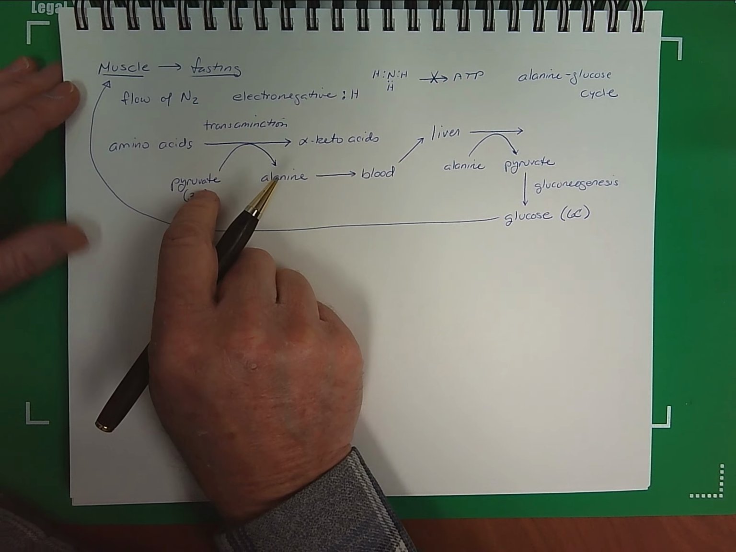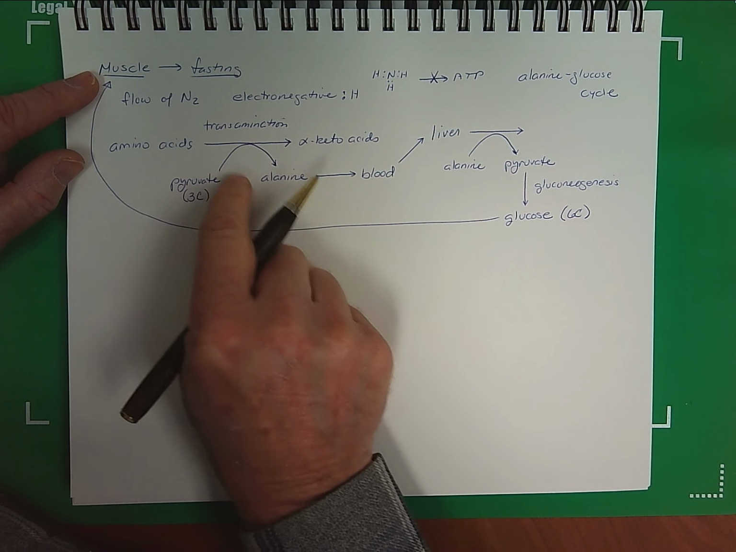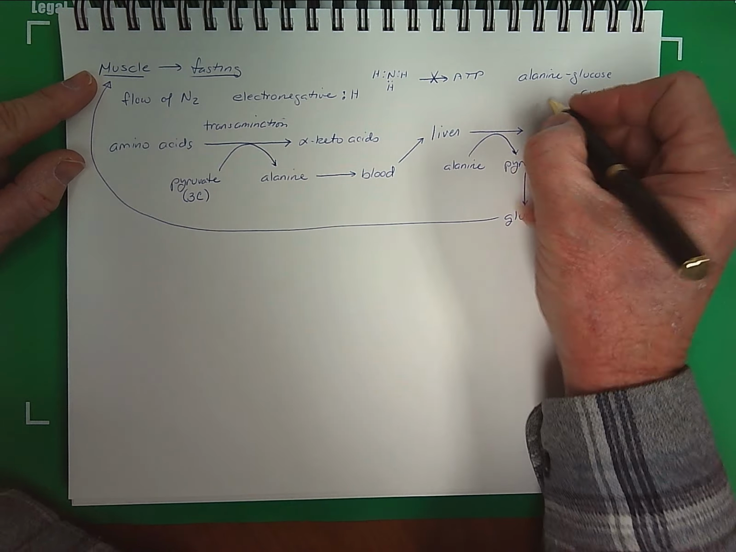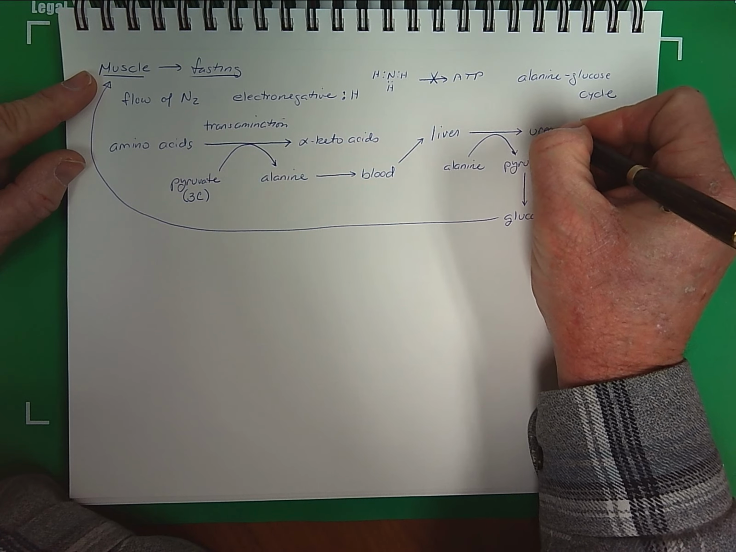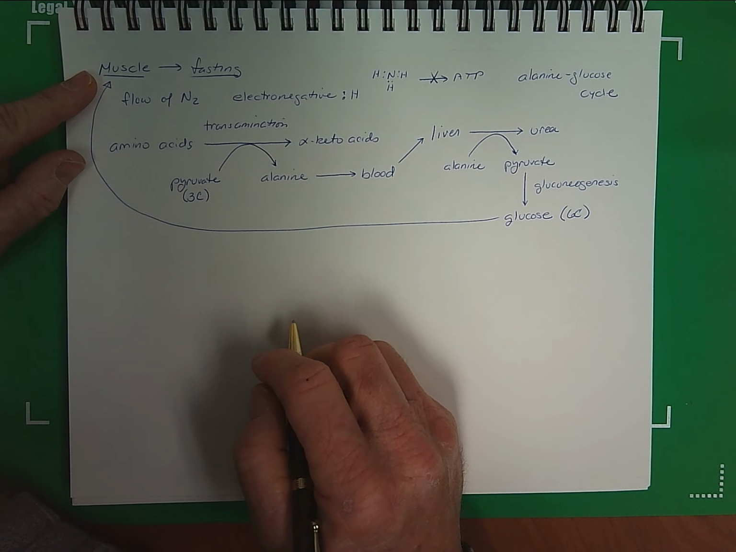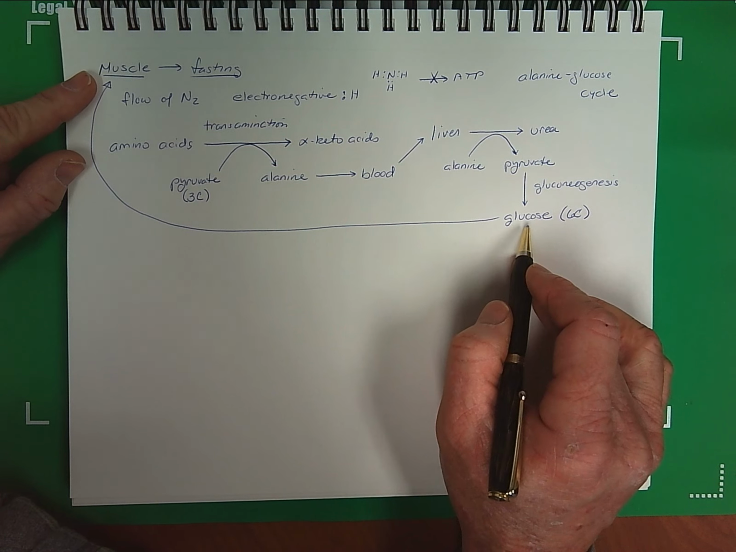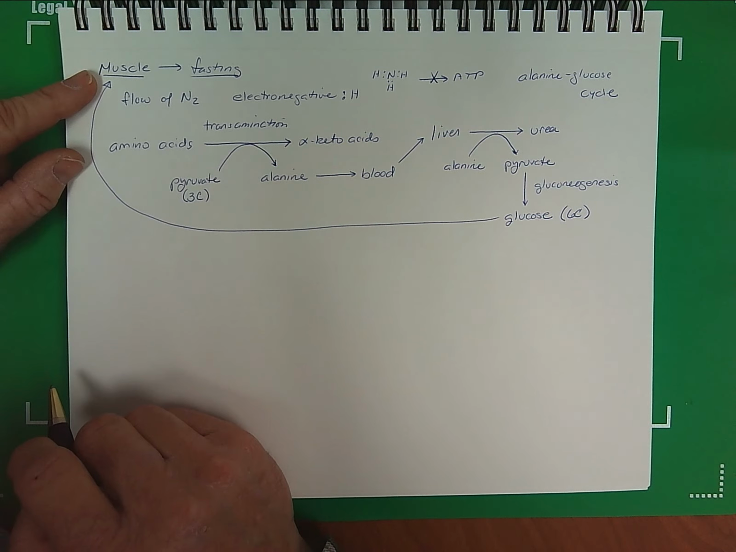So essentially, the muscle is using pyruvate to get rid of its nitrogen. The liver is taking the nitrogen and making urea to get rid of the nitrogen. And in doing so, it takes that carbon-rich backbone, turns it into glucose, and sends it back to muscle. So it's a good deal for muscle.